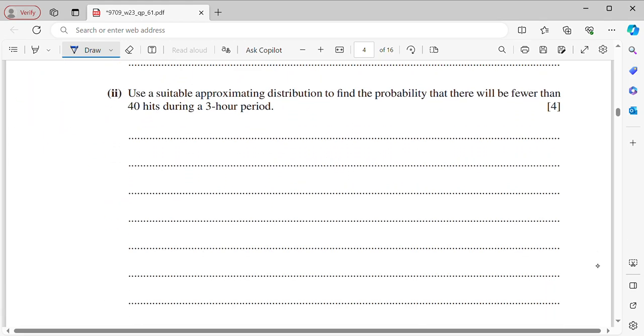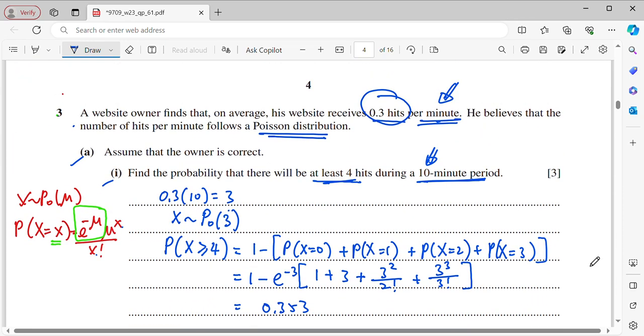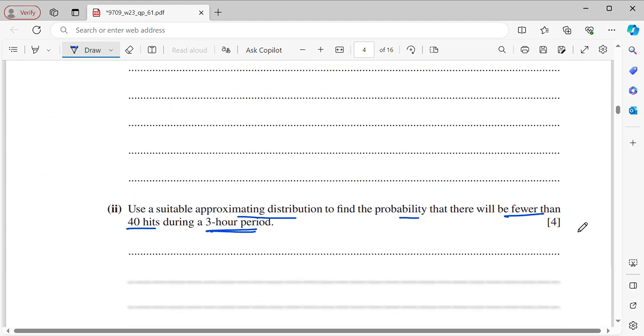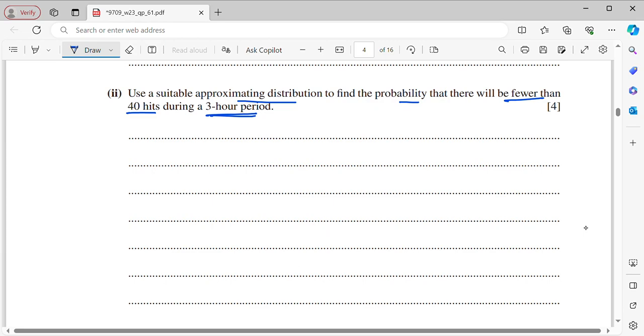Now part 2: use a suitable approximating distribution to find the probability that there will be fewer than 40 hits during a 3-hour period. So go back to the original question. Per minute is 0.3 hits, right? So we know that 1 hour has 60 minutes. Per minute it will be 0.3, so I have to times 0.3. Then from here you will be getting 54.